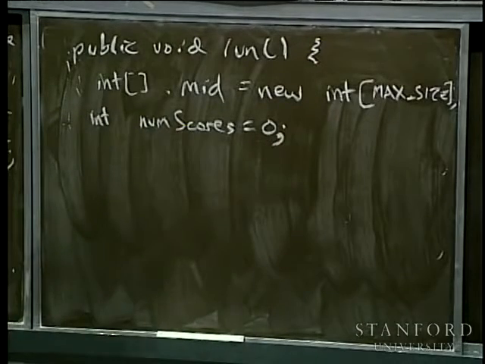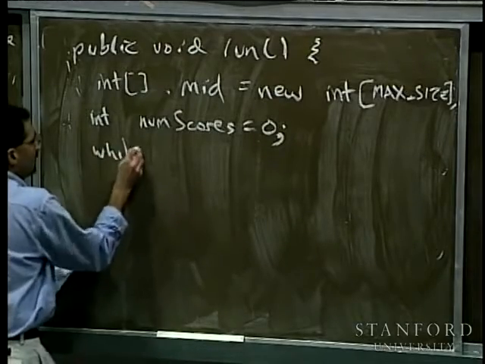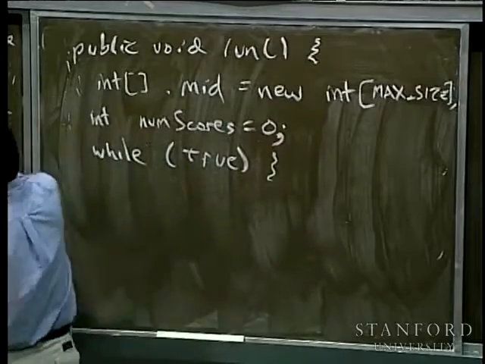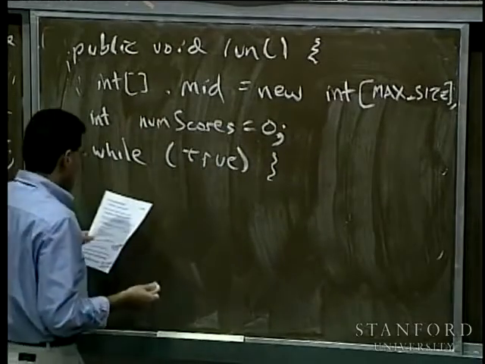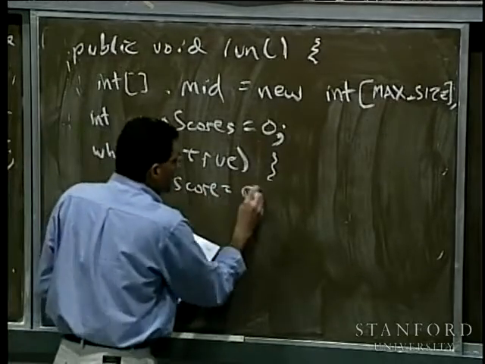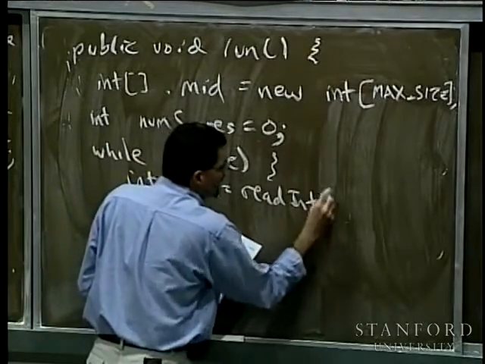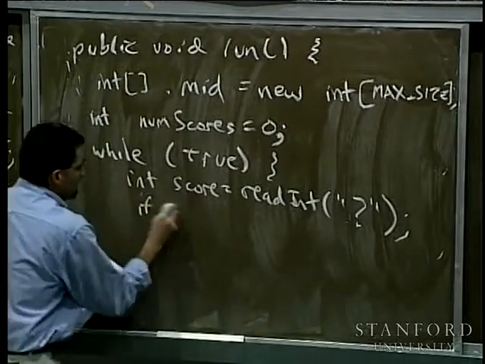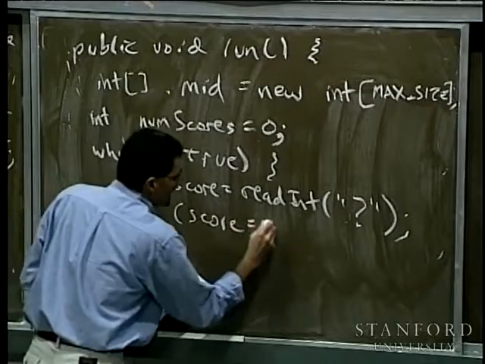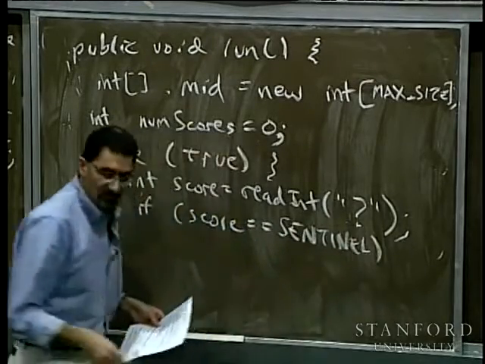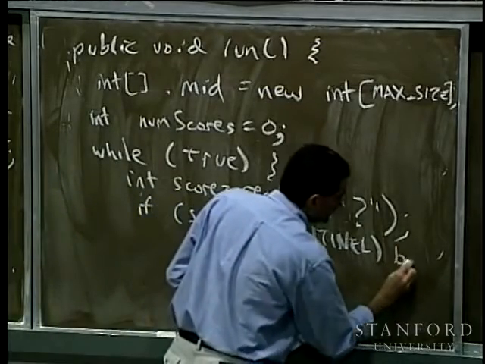Okay, now I'm going to have a while loop that's going to read in scores from the user. So I might say while true, because I'm going to keep reading scores until the user gives me the sentinel value over here, and that indicates that I should stop. Int score, so I'll read one score at a time, equals read int, and I'll ask the user for a score by just putting in a question mark. Then I say if that score is equal to the sentinel, then I'm done, right? They just gave me a -1. I know that's not a real score, so I can just break.